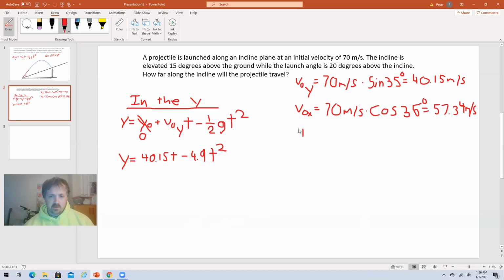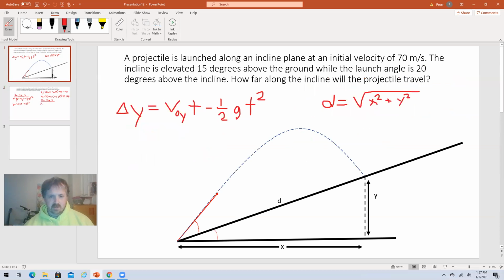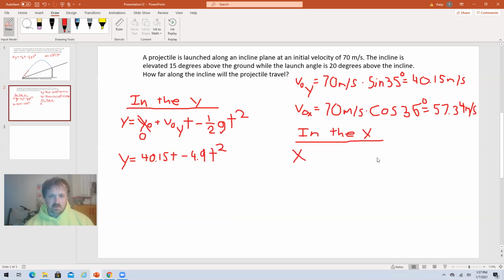So let's talk about the x-axis for a moment. The x, okay? We know, right, that x, this horizontal distance right here, is going to be equal to whatever the initial velocity in the x-axis is, multiplied by time.